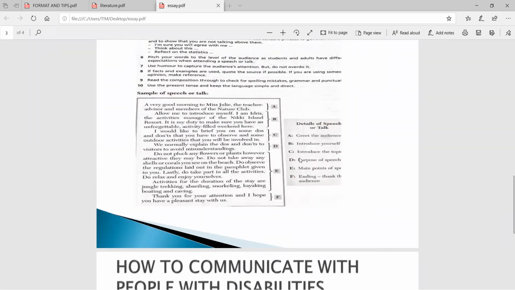Alright. And then D, you have the purpose of the speech. We normally explain the do's and don'ts to visitors to avoid misunderstanding. Main points, right? So these will be the main points, the body. This is a very short sample. You don't exactly follow this. This is just to show where each detail comes in among the elements. So this will be the body. They have things like do not pluck any flowers, do not take away any shells, do observe the regulations, and lastly, do take part in all the activities, do relax and enjoy yourself.